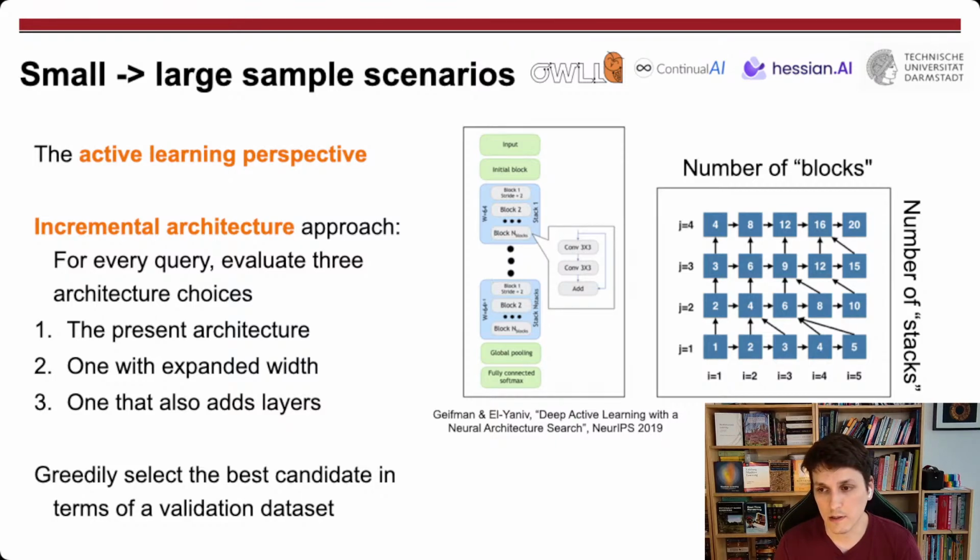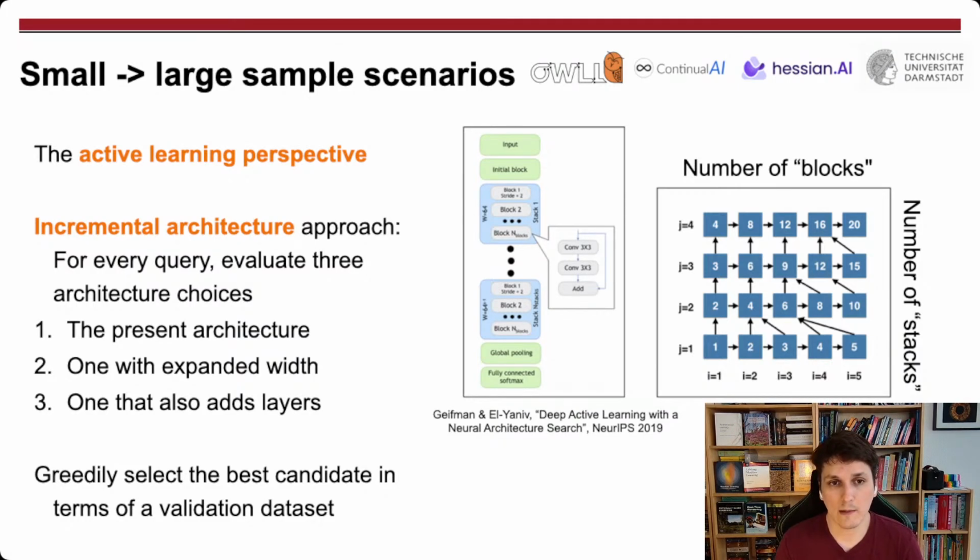The first one would be the very intuitive choice. We assume that whatever architecture, whatever model we've already started with is adequate. So we just stick with the present architecture, the present amount of parameters. The other 2 intuitive versions, at least for a neural network, are one where we say the amount of layers is great and the choice of layers is okay.